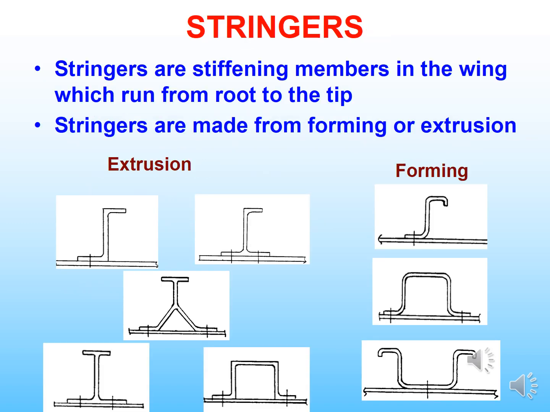Next is stringers. The stringers are stiffening members in the wing which run from the root to the tip of the wing. The stringers are made from forming or extrusion. In the pictures below you can see the extrusions used in the stringers and the forming.